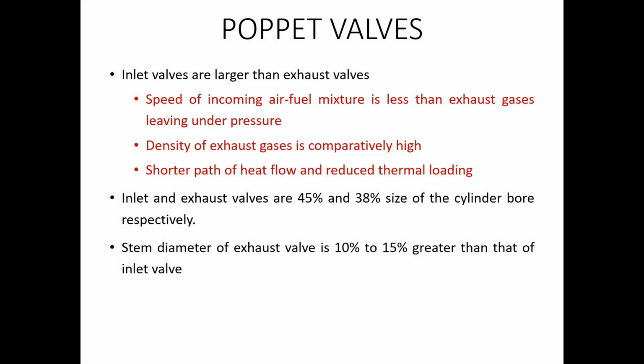So due to these reasons, we can see that in an engine, the inlet valves are comparatively larger when compared with the exhaust valves. Sizes usually are in this range. Inlet valves and exhaust valves are 45% and 38%. So there is a difference of 7% size between the inlet and exhaust valves. 45% and 38% size of the cylinder bore, that is the inside diameter of the cylinder. So both these valves are at these percentage sizes of the cylinder bore, that is the ratio that is maintained.